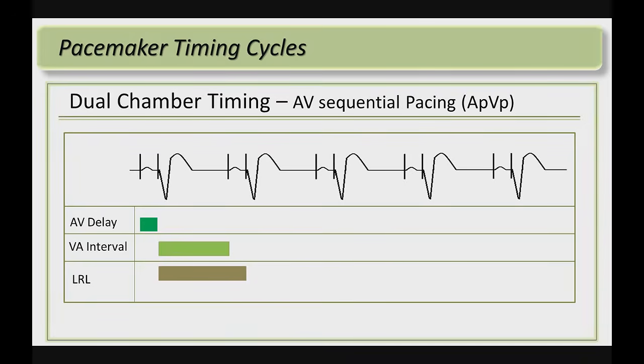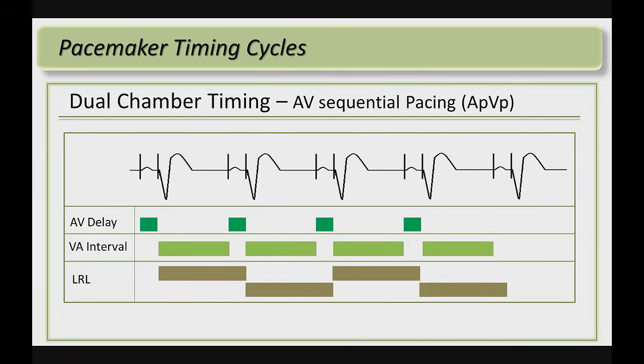So next you'll notice that the VA interval has timed out, telling us that we need to pace again in the atrium. So we pace in the atrium, start our AV delay, which times out as well, and so we pace in the ventricle. Once again, our VA interval times out, and so we pace in the atrium, start an AV delay, which times out as well, and so we pace in the ventricle. And this process will just continue on and on.